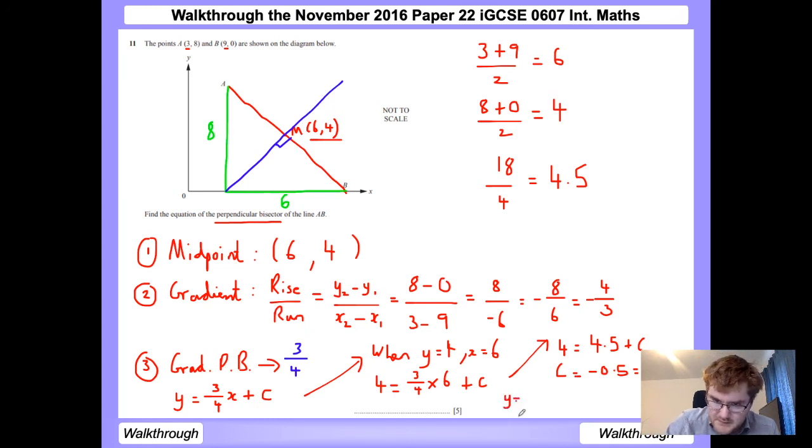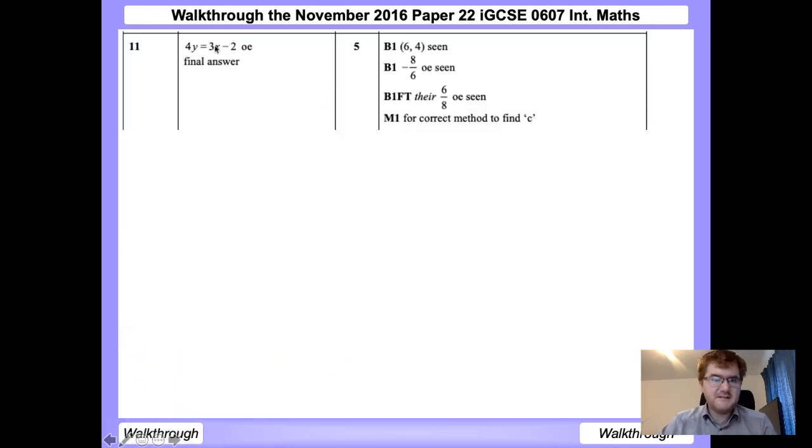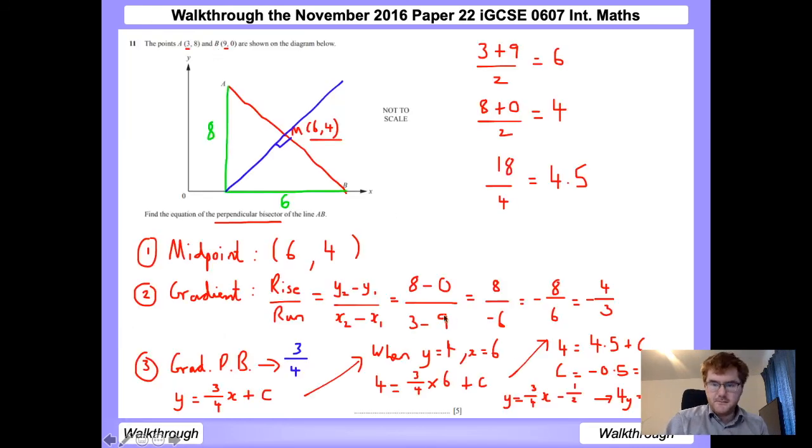So y equals 3/4 x minus a half. This would be an acceptable answer by the way, but I'm going to do a little bit of transformation. To get it in the form that they like in the exam, I'm going to times everything by 4. For as long as I times everything by 4, that's fine. And then we get 4y equals 3x minus 2. Remember, a half times 4 gives you a 2. And I think that's the form they want it in. It is the form they want it in, but the other would also be acceptable as well.